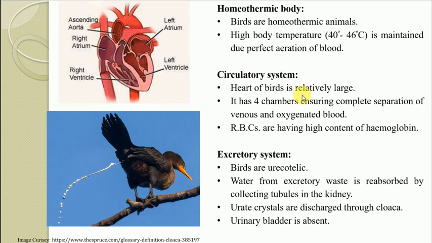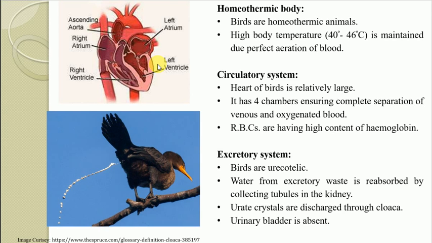Now the circulatory system is again well developed, being homeothermic with a high metabolic rate. Birds require a huge oxygen supply with an efficient circulatory system, and thus the heart of the bird is relatively large and provided with four chambers, and there is a complete separation of venous and oxygenated blood. The circulation is referred to as double circulation, meaning there is a separate mechanism for the transportation of venous blood and oxygenated blood.